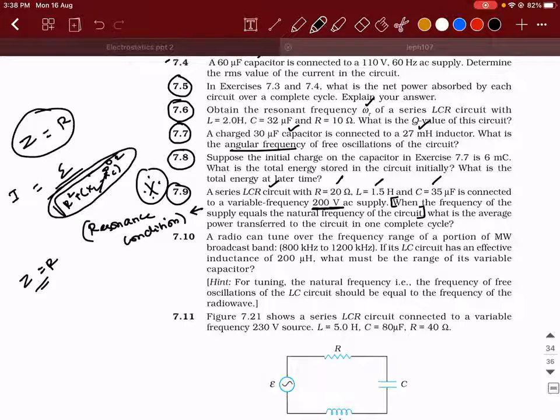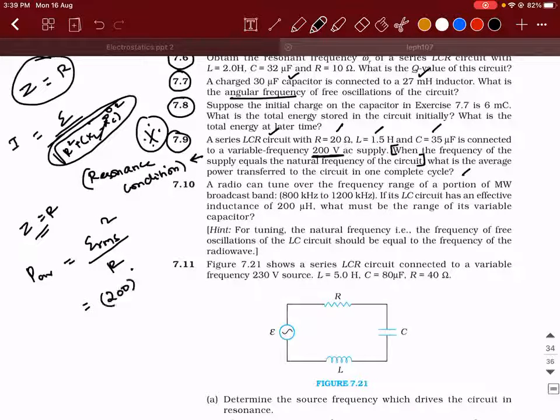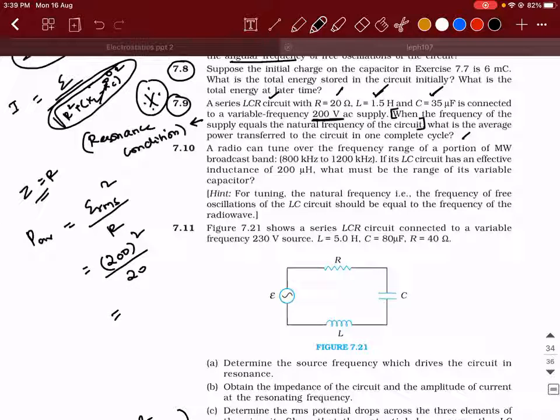So if you know this answer, then you can calculate the average power transferred to the circuit in one complete cycle. Average power will be E RMS square divided by R. E RMS is 200, the whole square, divided by R, which is 20. So L and C in this question are given only to confuse you. It is 2000 watt or 2 kilowatt.